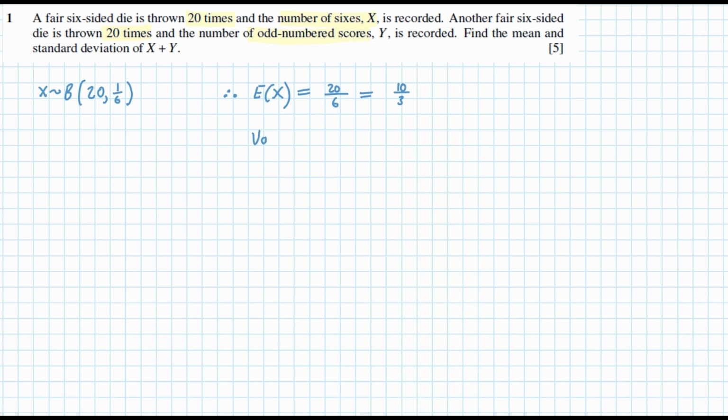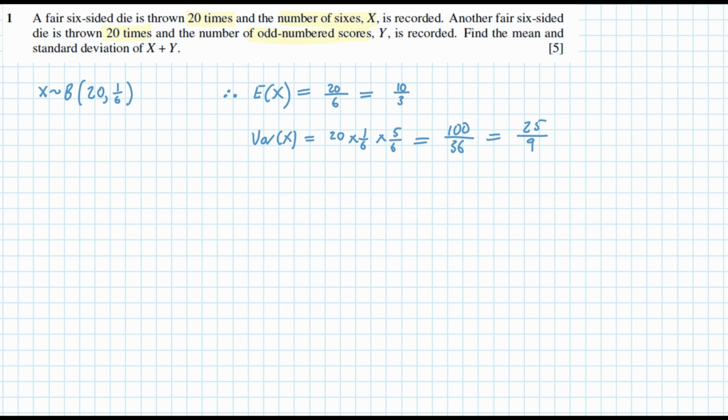And then Var(X) is npq, so number of trials times the probability of success times the probability of non-success. That would be 20 times 1/6 times 5/6. And what do we get here? That's 100 over 36, isn't it? Then we can divide both by 4, top and bottom, so 25 over 9.